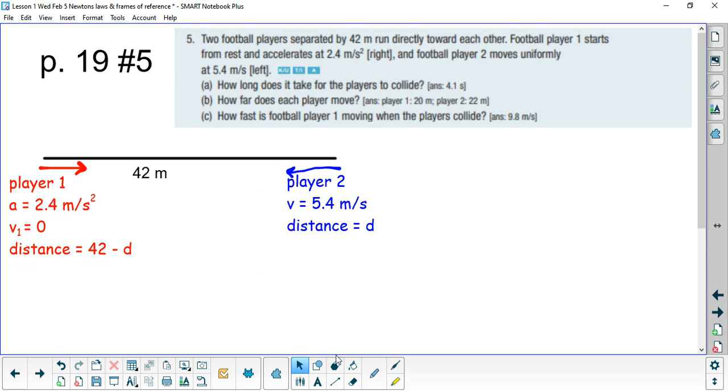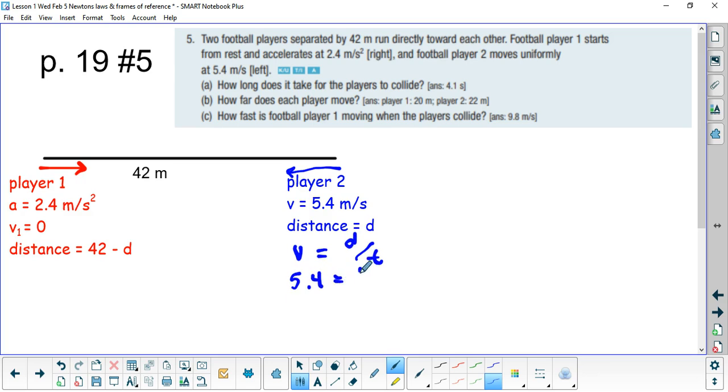Player two is running at a constant velocity. Because he's running at a constant velocity, I know he's going to cover some distance, and I've decided to call it d. So that means I can create an equation for this player. v equals d over t. So I know that 5.4 is d over t. I can rearrange that to say that d will be 5.4 times t. So that is my first equation.